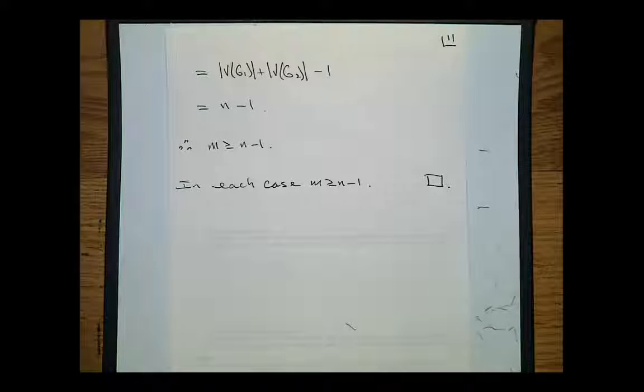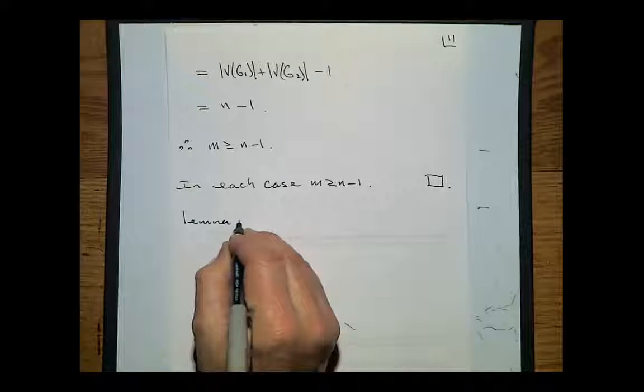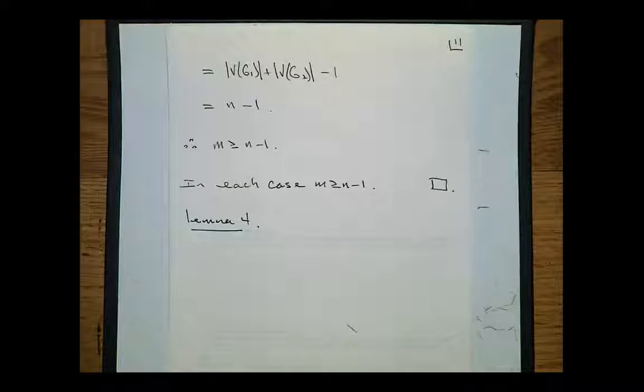Okay, so guess what comes next? We just finished lemma 3. Let's do lemma 4. Lemma 4 is a generalization of lemma 3 in the same way that lemma 2 was a generalization of lemma 1. That is to say, I'm going to relax the connectedness. So now G is going to have multiple components.